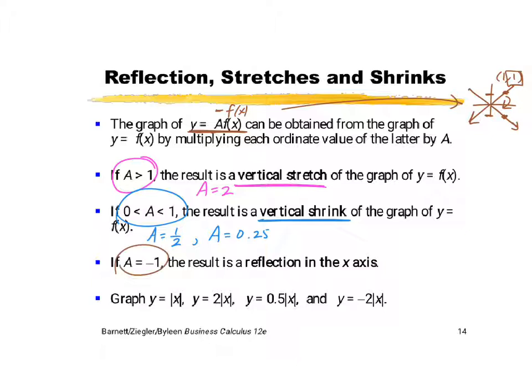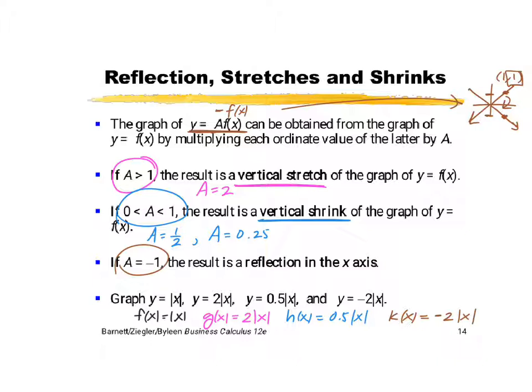And so we have examples here. The graph y equals the absolute value of x, which is our original function, we'll call this f of x. Let's call this next one g of x, 2 times the absolute value of x. h of x equal to 0.5 times the absolute value of x. And then I'll just call the next one k of x, which is -2 times the absolute value of x.